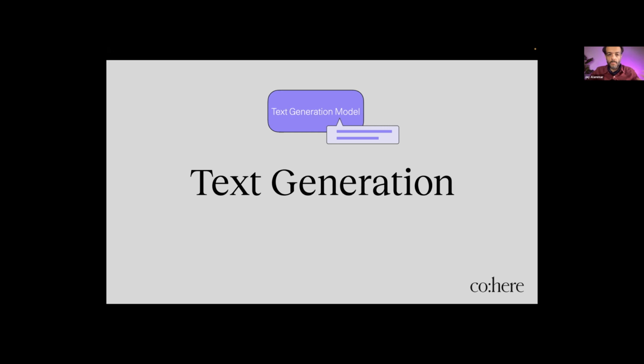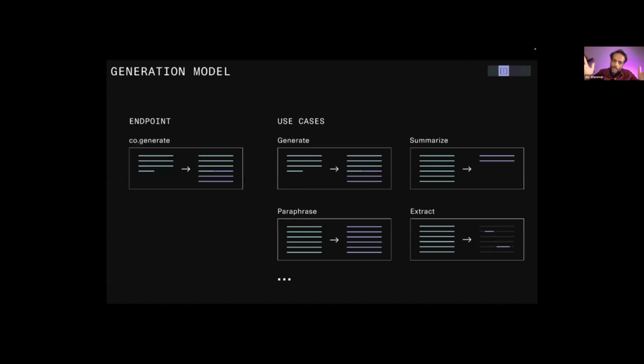And text generation is not just one task, it's a lot of different tasks. So you can use generation for summarization, paraphrasing, and extraction. If you're training a coding model, you can have it explain your code or suggest some code for you. You can use it to write stories or do other things. So generation is one word, but it captures a lot of different things.